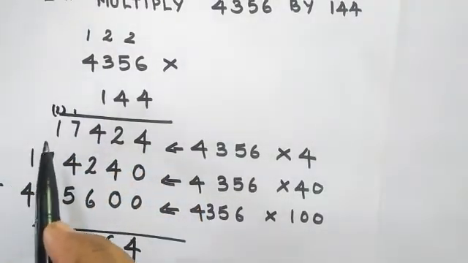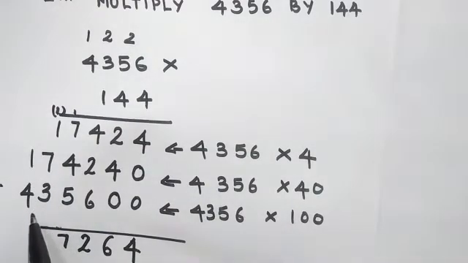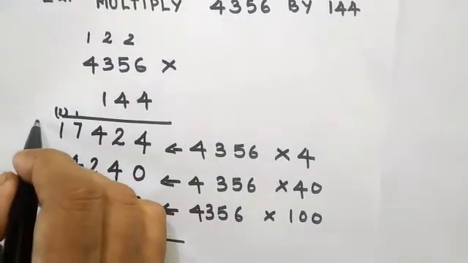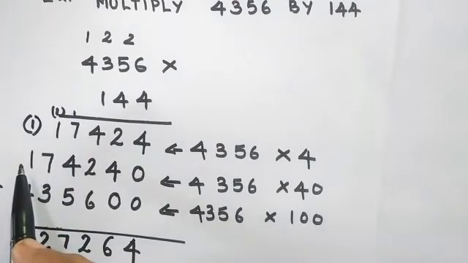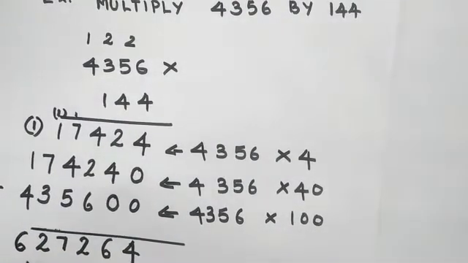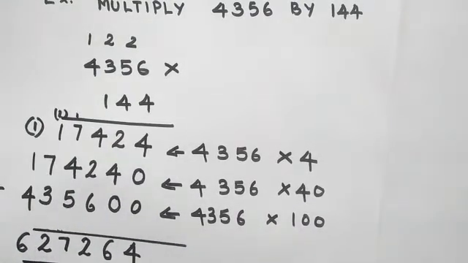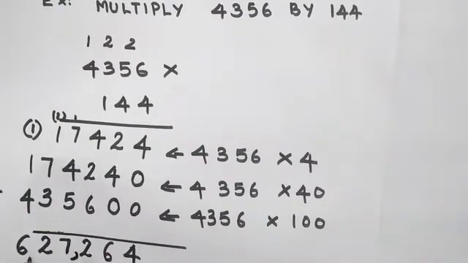1 plus 1, 2 plus 7, 9 plus 3, 12. Then we put 2 here. Then 1 carry over here. 1 plus 1, 2 plus 4, 6. So we got the answer as this one here. Which is the number? This one here.